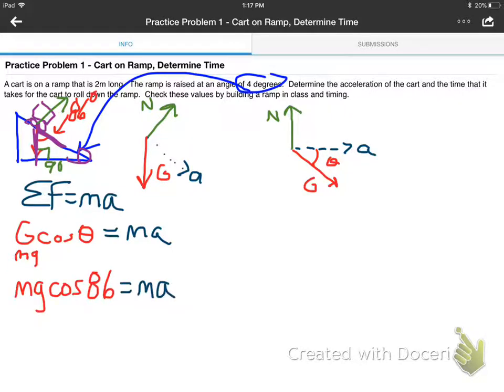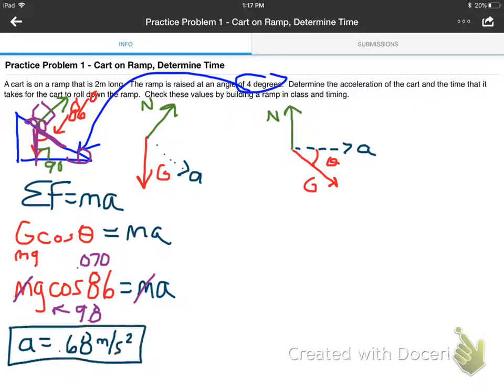And that gives me mass times gravity cosine 86 equals mass times acceleration. Now notice the mass of the cart wasn't given, but that's not a problem because it's on both sides of the equation and cancels out. So we know that 9.8 is the acceleration due to gravity on Earth, and my calculator tells me that cosine 86 is 0.070. So I multiply all that together and I find out that the acceleration of this cart would be 0.68 meters per second squared.